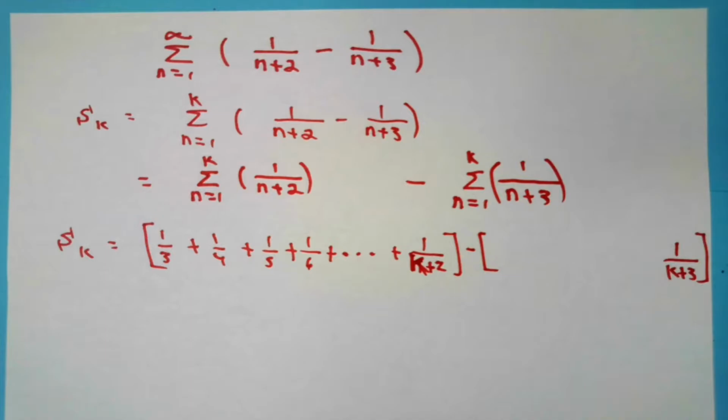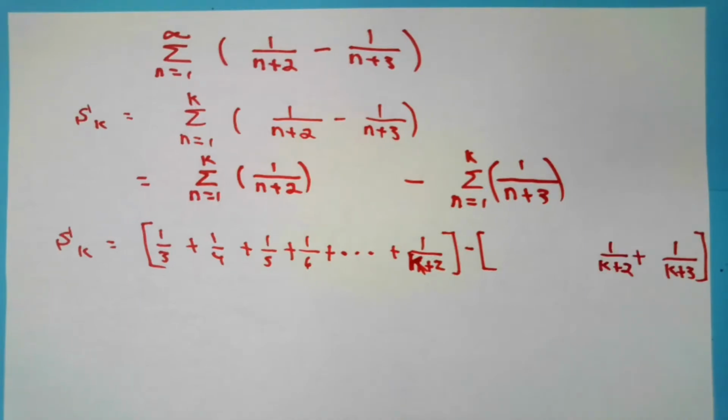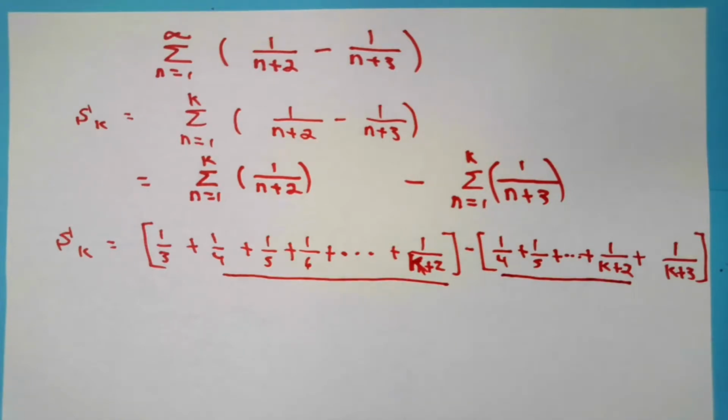The term before the last term in the second sum is 1 over k plus 2. In the second sum, the first term is 1 over 1 plus 3, 1 over 4. The next one will be 1 over 5. The next one will be 1 over 6, and so on. I'm going to underline the quantities that are going to cancel each other out. As a result, I can write down a formula for partial sum number k.